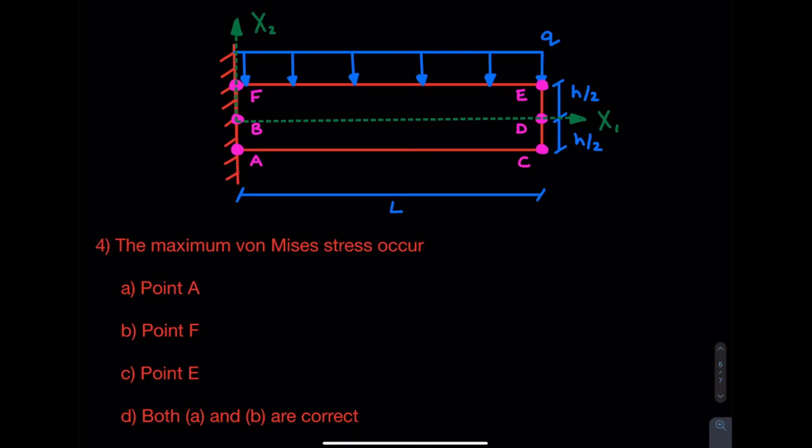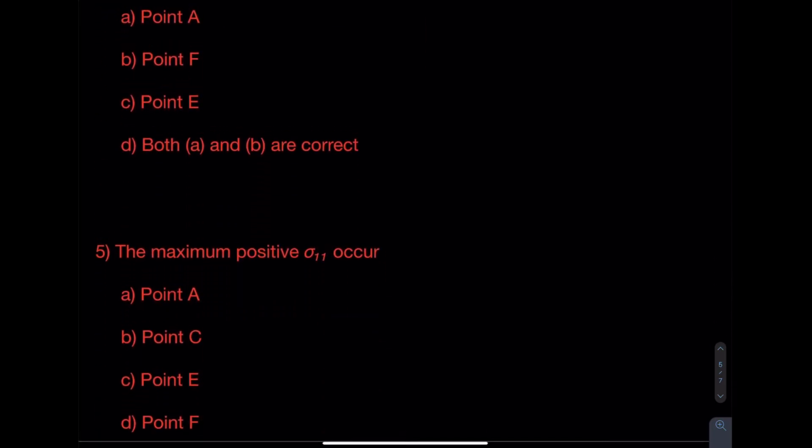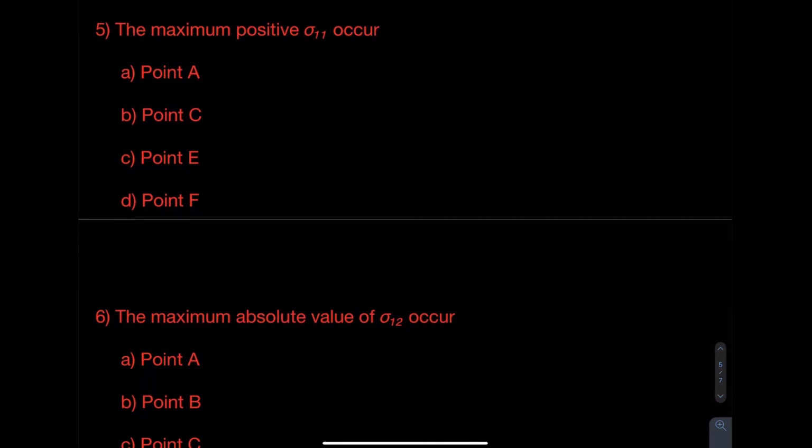Now, this question is kind of funny because it asks for the von Mises stress. This is my opinion, you might think otherwise, but it's actually easier to determine this after we solve questions 5 and 6. Because typically in these kinds of beams, the maximum von Mises stress will occur at the same location as the maximum sigma 11. So if we know where the maximum sigma 11 is, then we also know the answer to question number 4. So I'm going to save question number 4 and go down to question number 5 here. It says, where does the maximum positive sigma 11 occur?